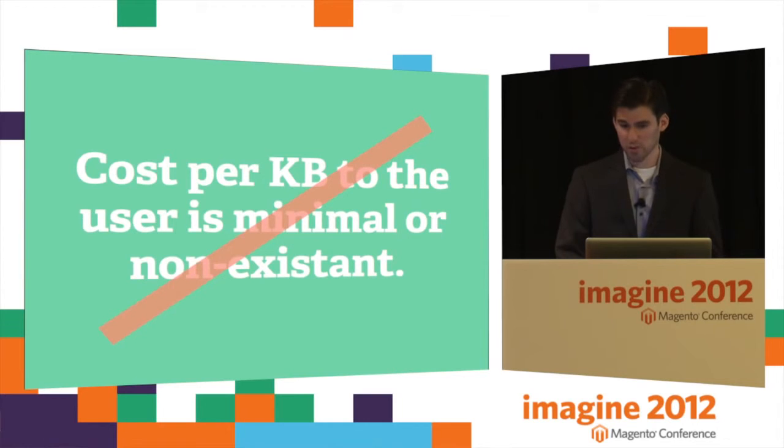The cost per kilobyte to the user is minimal or non-existent. That's not true. Over 3G, mobile websites frequently take over 10 seconds to load, so front-end optimization is critical. You need to compress, cache, and modularize resources whenever possible, and use tools like YSlow to grade performance and identify weaknesses. Minimizing HTTP requests and using a CDN can significantly reduce load times.